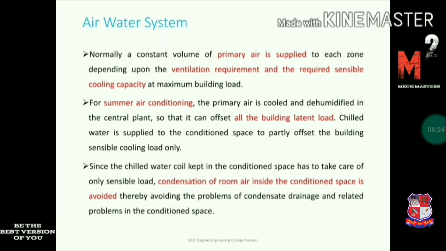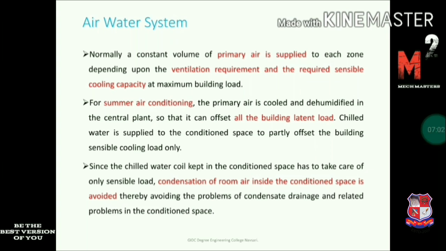The drawback of the all water system is that if we transfer both sensible and latent heat load to the water system, then there may be a problem of condensate, so we require a separate system for the drain water. Here in this type we transfer only the sensible load to the water line, so there is no problem of condensate water. So there is no problem of condensation, and we are not required to arrange any drain system in this type.